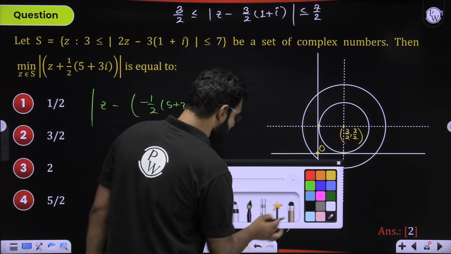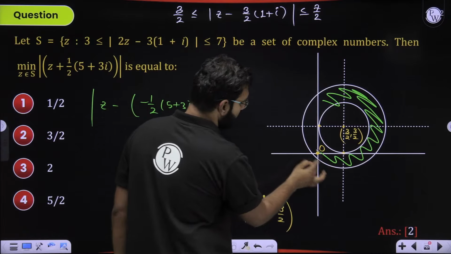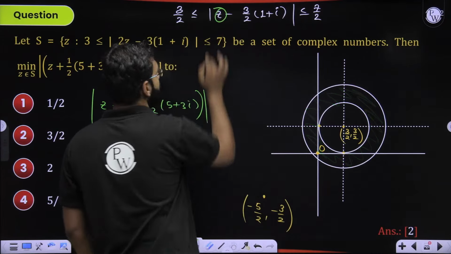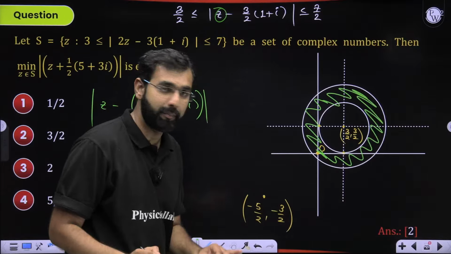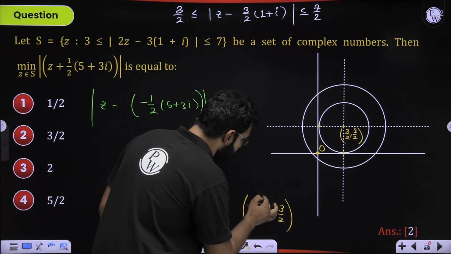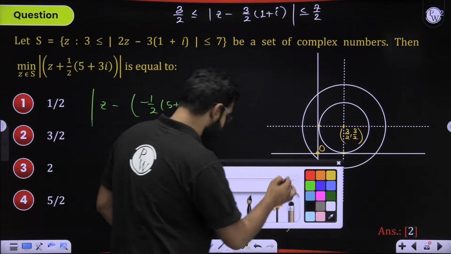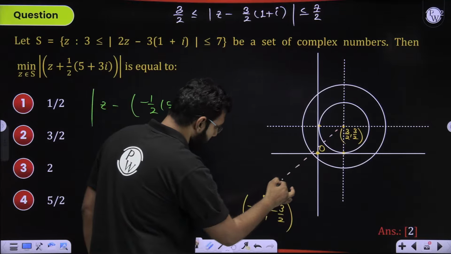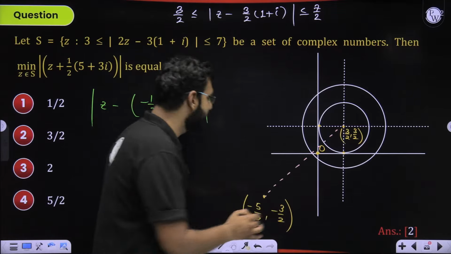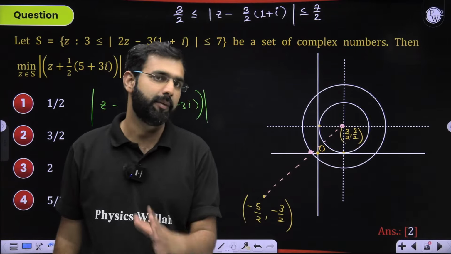This region, I hope you're understanding. This entire region is your Z. I hope you're remembering that. No confusion on that. So from here, if I'm interested in the minimum distance, will you not say, sir, this point should be joined with the center of the circle, and then this distance should be subtracted. That will be the minimum distance.